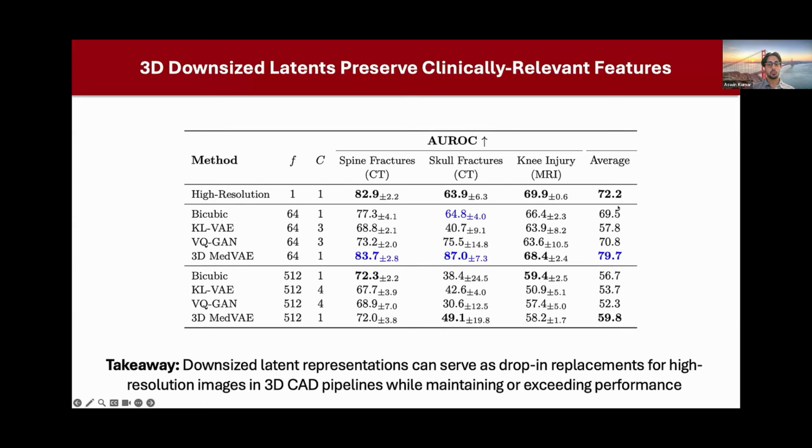And our findings suggest, similarly to the 2D domain, that 3D training of these autoencoders can lead to high quality latent representations due to the preservation of this volumetric information, for instance, fractures spanning multiple slices, especially at the 64 times image compression.